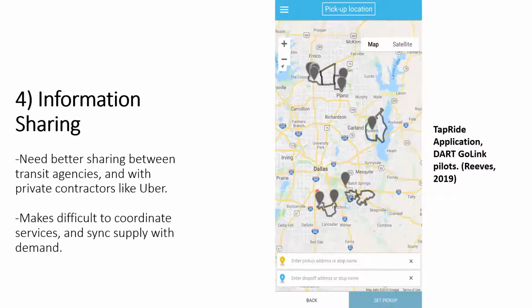Information sharing is another important factor. In our interviews, we did not find any evidence of information sharing across agencies. For example, if a lot of riders are going to be taking the Trinity Rail Express, maybe Arlington could have more vans ready to go, waiting for those riders to arrive. If the two agencies were sharing information, that's something that we did not see evidence of in our research, but could be done to improve our connections.